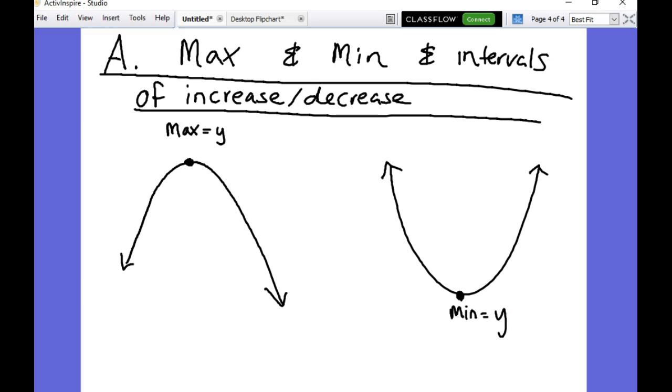The minimum and maximum point is a place where the graph goes from either increasing to decreasing or decreasing to increasing, one of the two. So when you look at functions, we always go from left to right. So let's start on the left. As I move towards the right, would you say I'm increasing or decreasing? Increasing. Okay, so this is what we would call an interval of increase. But what happens after the max? It starts to decrease. So on this interval, it's decreasing.